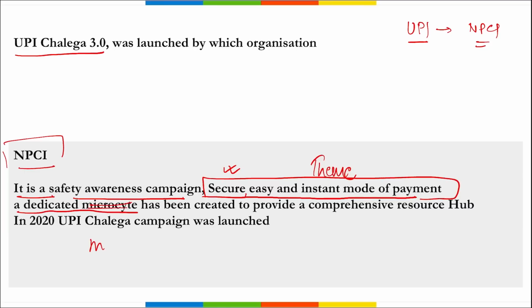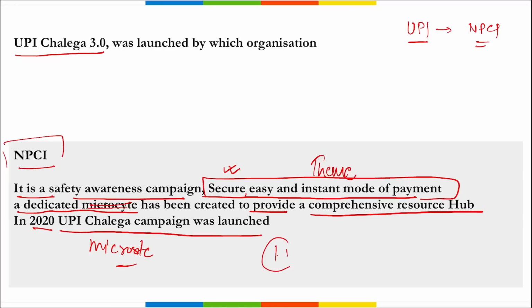And it has been created to provide a comprehensive resource hub. In 2020, the UPI Chalega campaign was launched. That is, the first edition was launched in 2020, and now in 2023 the 3rd edition of it was launched. And the main aim here is to drive UPI adoption and safe usage through various activities enhancing brand awareness of UPI.